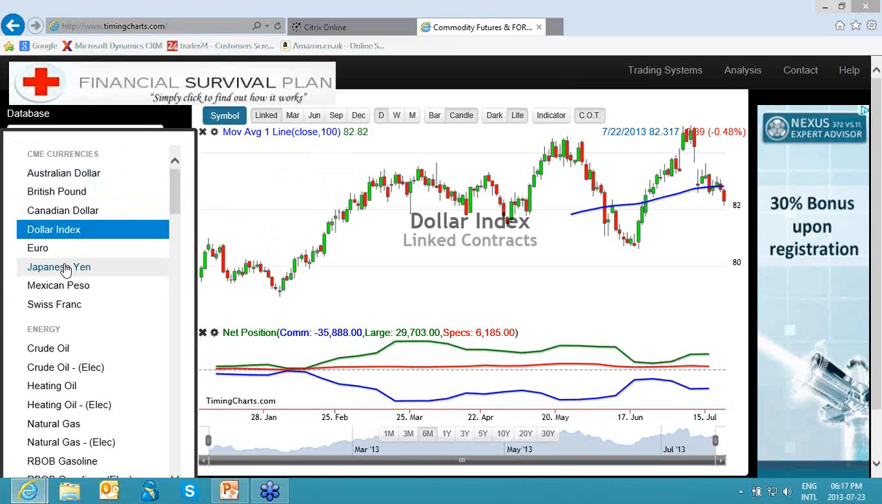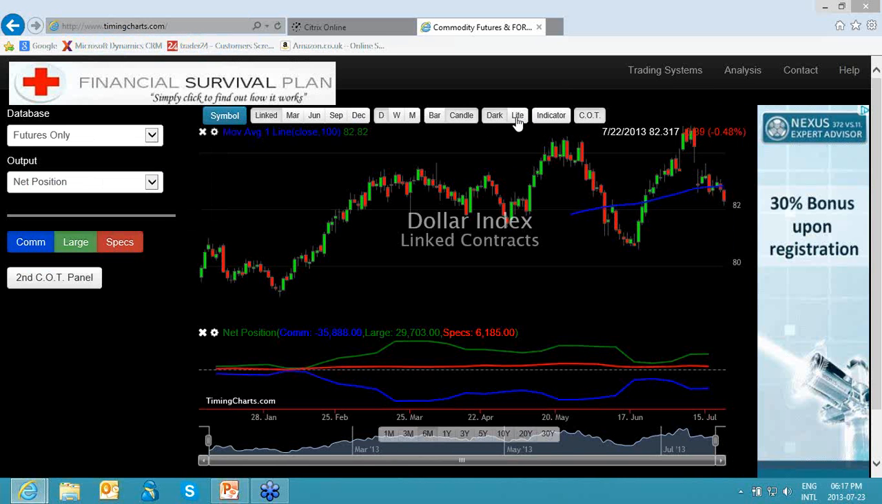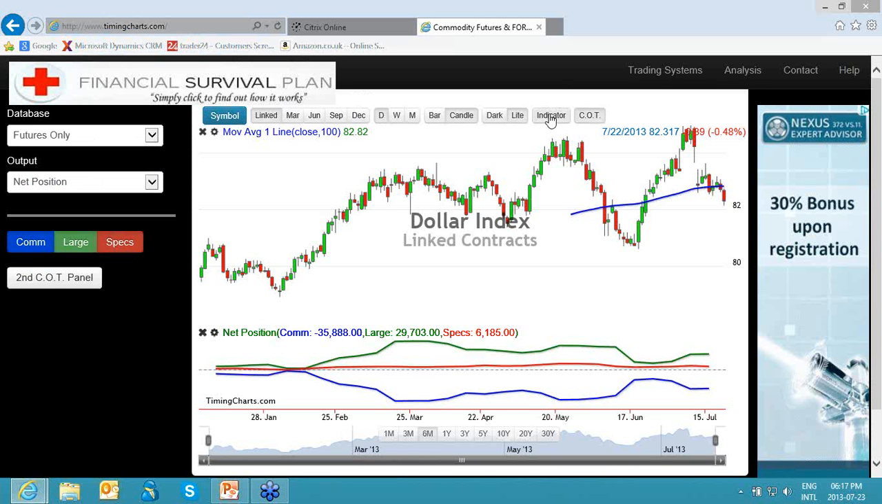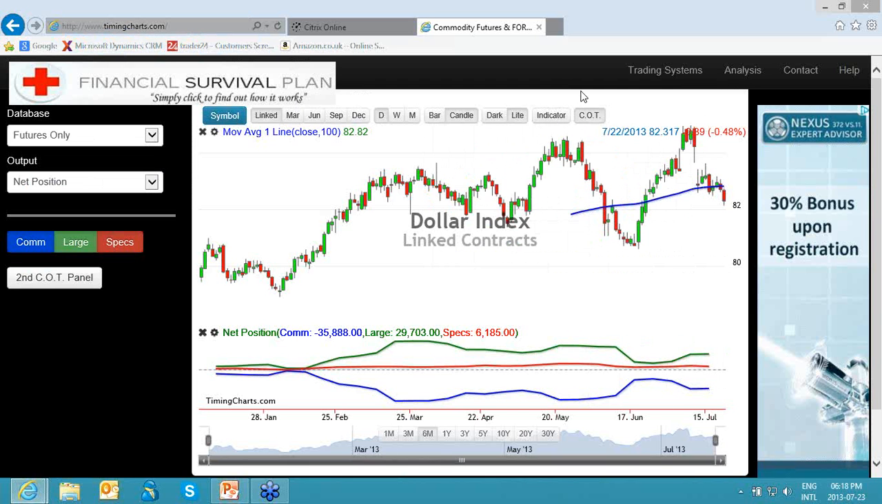You've got all the majors here. I've got it set to the dollar index. You can select if you want it to be linked. I go with linked because we don't want just a separate futures contract; I want the full picture. You can choose between daily, weekly, or monthly, and a bar chart or a candle chart. I stick with the candle chart because that's what I'm used to seeing. You can choose a dark or light background, and add different indicators as well. I've put on a moving average of 100 points here, a 100-day moving average.